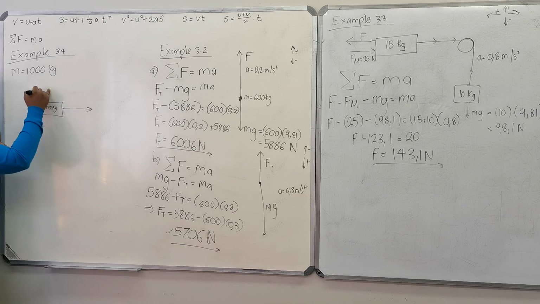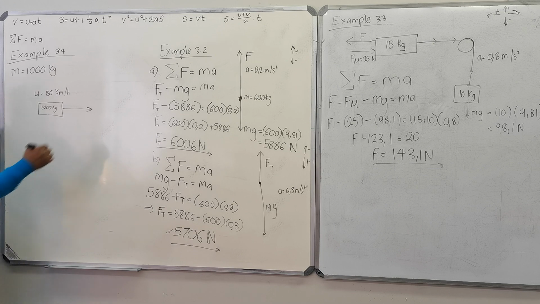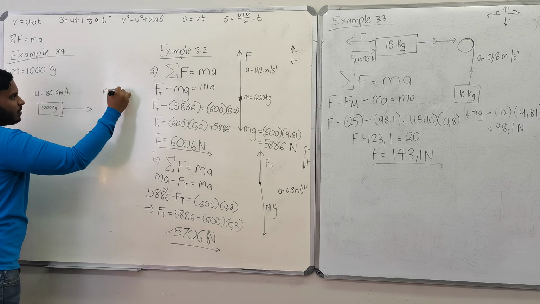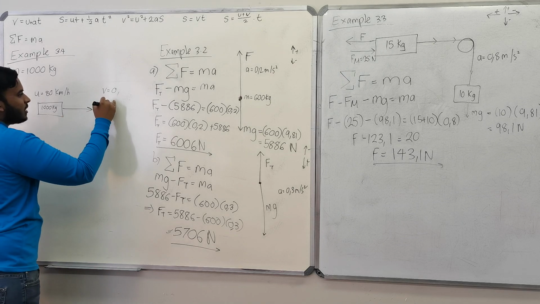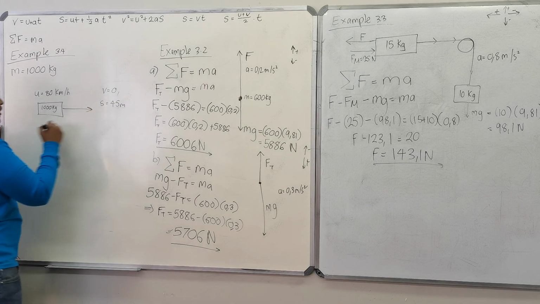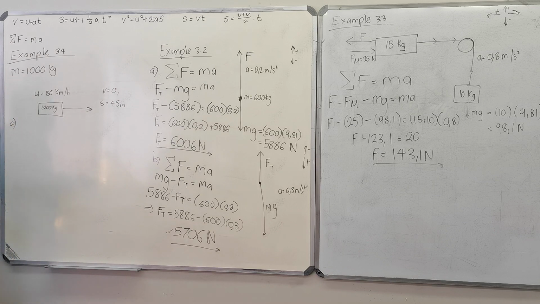So the initial velocity that they gave you is 80 kilometers per hour. And it is braked to a state of rest. What does that mean? Final velocity is 0. Over 45 meters, calculate the deceleration. So your displacement is equal to 45 meters. For the first one, they want you to work out deceleration. It's acceleration, right? But obviously, because it's slowing down, you would say deceleration.